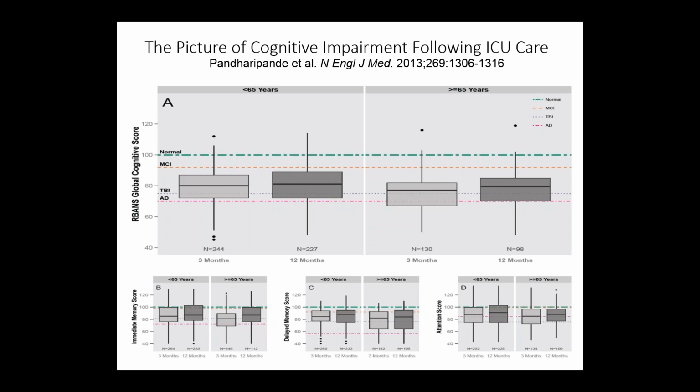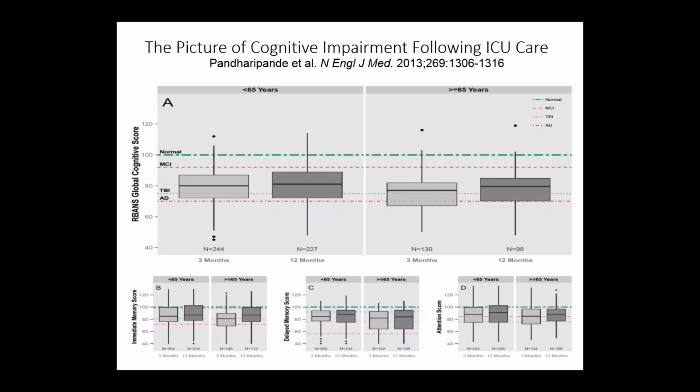Importantly, what the slide in front of you shows is that people did very poorly on this test, whether they were older or whether they were younger. This was true with regard to global cognitive impairment. This was true across individual domains.